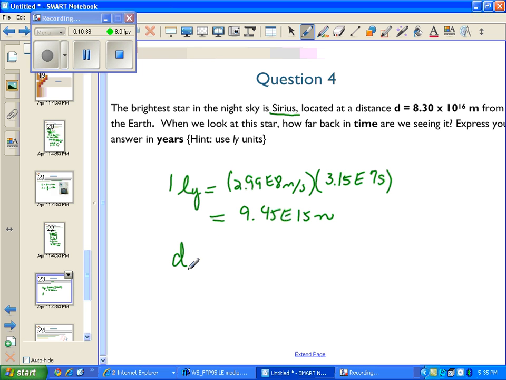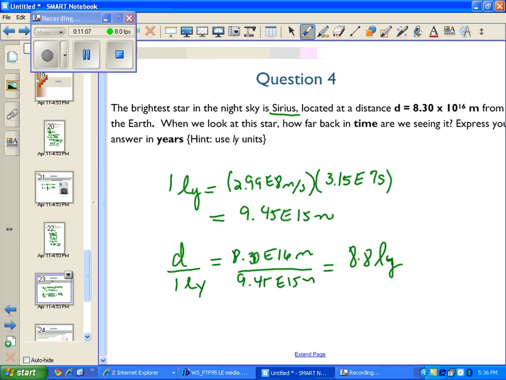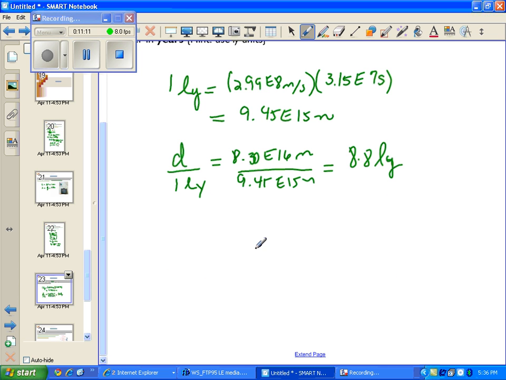Well, if we take the distance of Sirius and divide it by 1 light year, we find that 8.3 e to the 16 meters divided by 9.45 e to the 15 meters, 1 light year, gives us a distance of 8.8 light years away. So Sirius is 8.8 light years away, which means that it takes light 8.8 years to leave Sirius and reach us. And the interesting thing is that when we see Sirius, we see the star as it appeared 8.8 years ago.